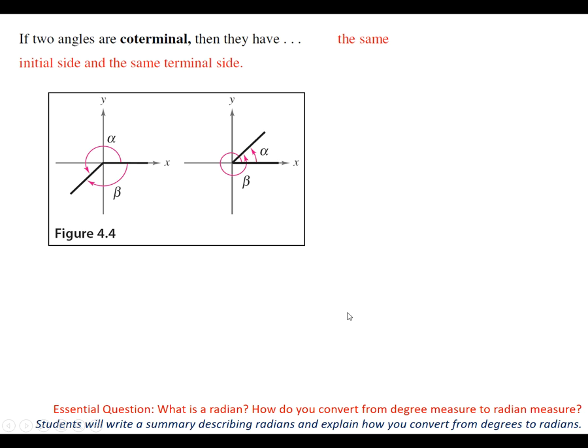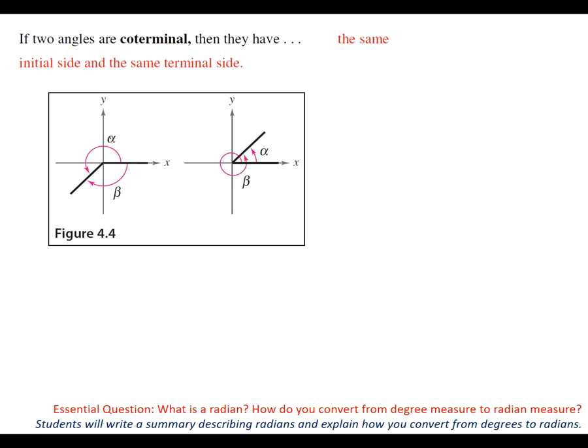Angles are coterminal. So basically that means they have the same initial side and the same terminal side. That kind of seems weird to us because we have not seen angles, we've seen congruent angles, but they were separated from each other, right? But they have the same angle measure.